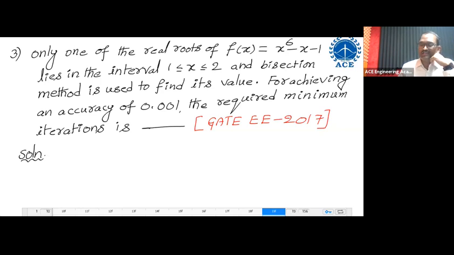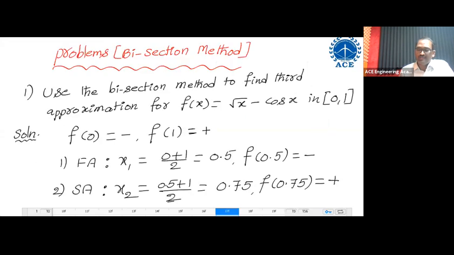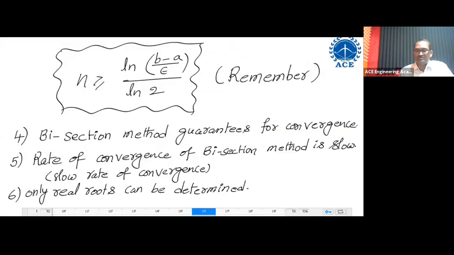Now for achieving an accuracy, meaning the difference between one approximation and its previous approximation should be less than or equal to epsilon, with epsilon value 0.001, how many minimum number of iterations must be used?